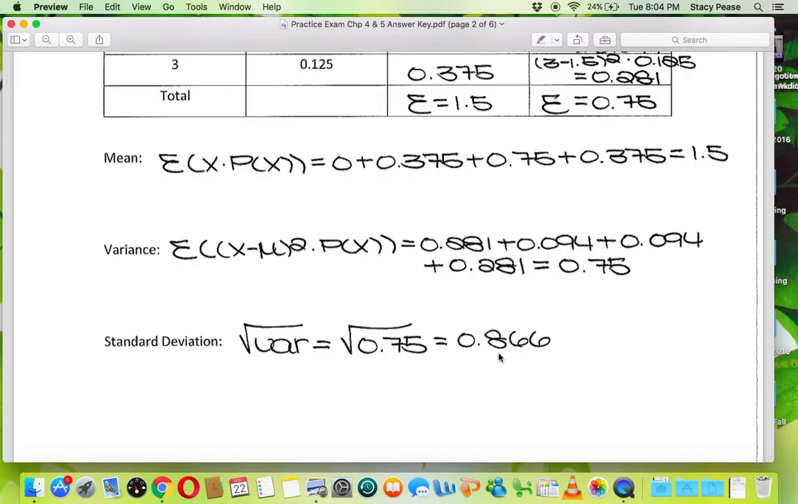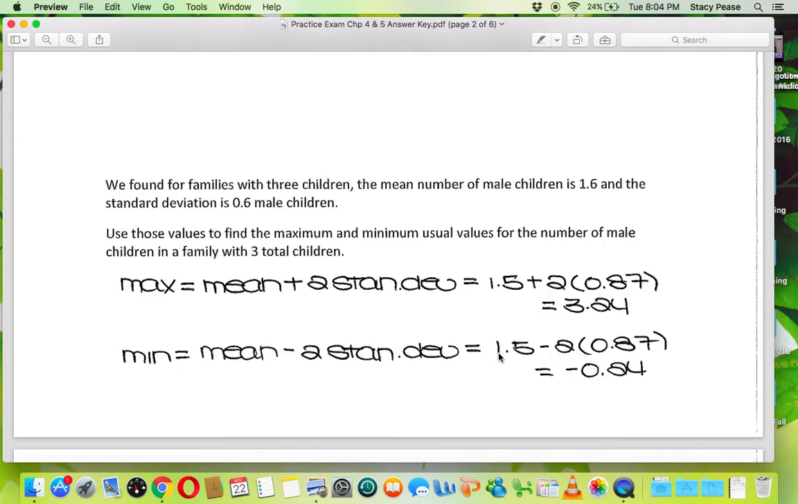Okay, so that goes through the table and how to complete those problems. There's a second part to this question though. Or actually, no, it's really a separate question. I take that back. So we found for families with 3 children that the mean number of male children is 1.5 and the standard deviation is 0.87. So this is different than the problem above. Be aware of that. They're giving you different given values for your mean and your standard deviation. And we need to use those values to find our maximum and minimum usual value for the number of male children in a family with 3 children total.